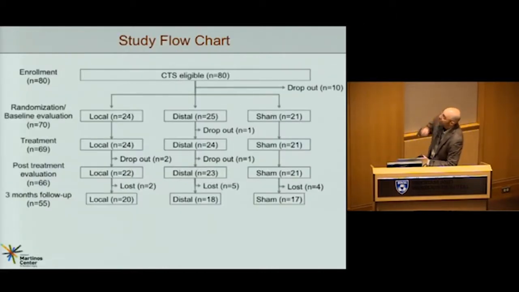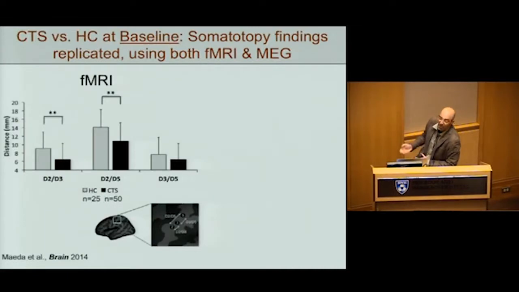So this is our flow chart. We had 80 CTS patients that were randomized, and we got pretty decent retention all across our measurements and even into the 3-month follow-up, where we had close to 20 patients for the groups, both at final and in the long-term follow-up. So for an imaging study, that's actually quite good.